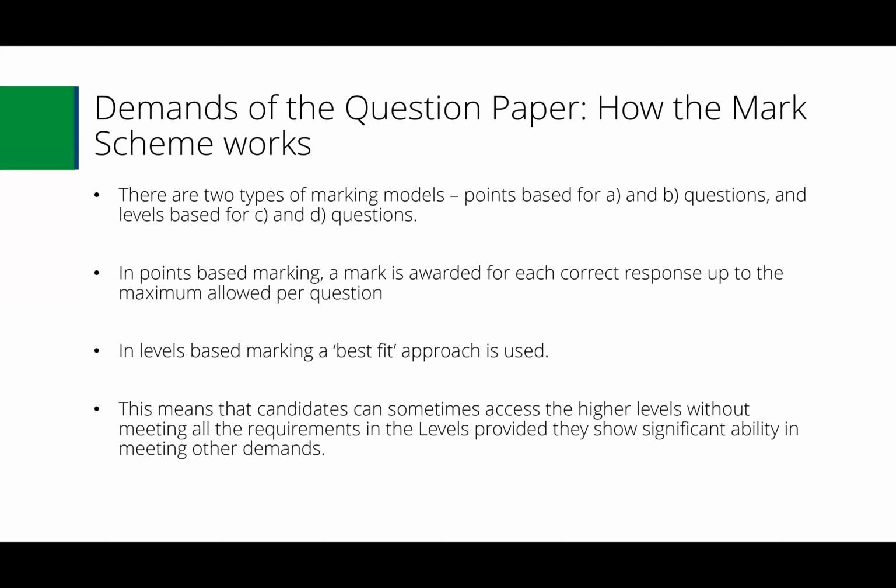So demands of the question paper. So marking models. There are points based for questions A and B. So very quickly, point based, students will be marked accordingly, whilst for C and D, they are level based. And again, this is in the sample assessment material, which is on page 33 to 35. I will share with you in a minute to show you how this works as well.